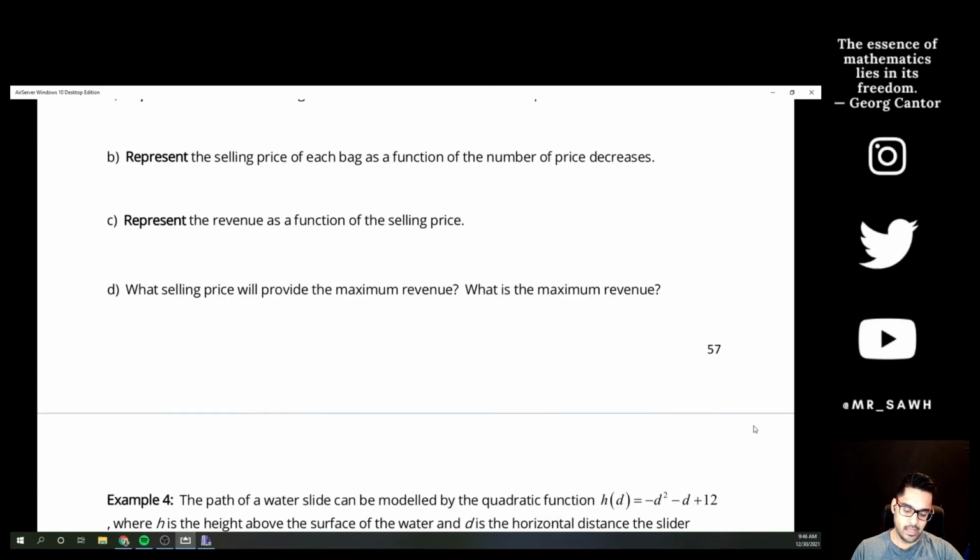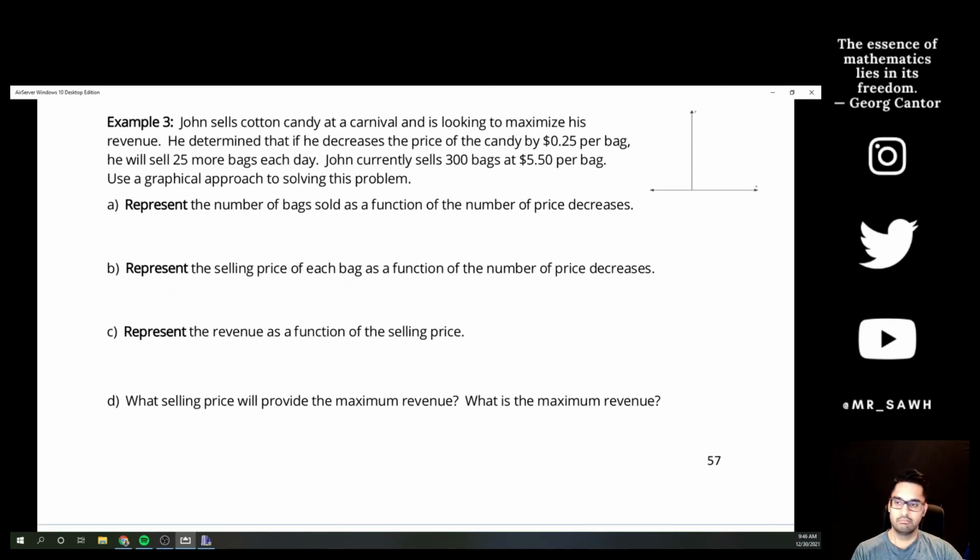So let's try this again, maybe without the chart. Okay, so John's selling cotton candy, maximizing revenue, determines that the price of candy, if he decreases it by 25 cents a bag, he'll sell 25 more bags each day. Currently sells 300 bags at $5.50 a piece. Use a graphical approach. So we'll use our calculator to solve this.